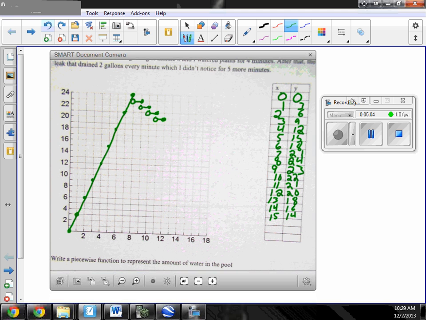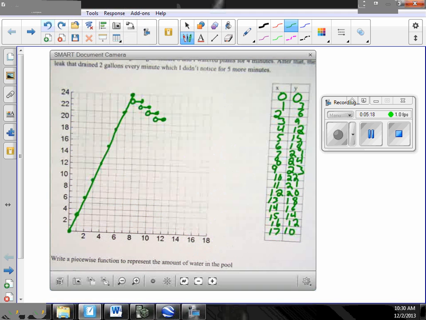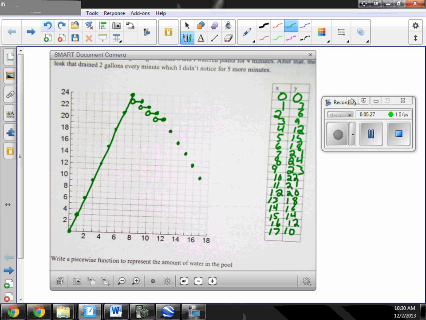How long does this happen? For 5 minutes, so when do I plug the leak? 17. So we need to go all the way to 17. 16, 12, 17, 10. If I go up to my graph and graph those dots, what type of line is this going to be? Continuous or step? Continuous. We're going to draw a line straight through.